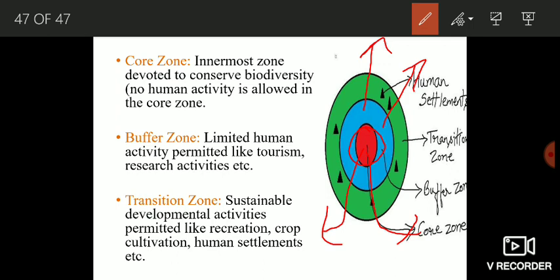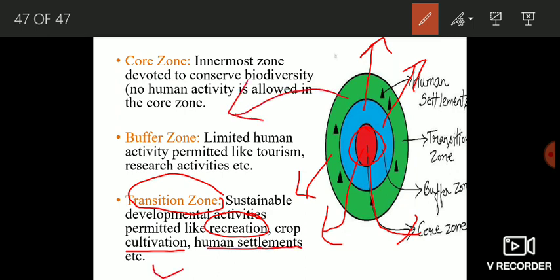And then finally we have the outermost zone, which is shown in green color. In this zone, which is known as the transition zone, sustainable developmental activities like recreation, crop cultivation, and human settlements are allowed. We can go there for recreation purposes, and some crop cultivation activities and human settlements too are allowed in this zone.